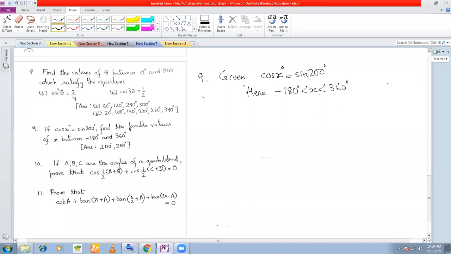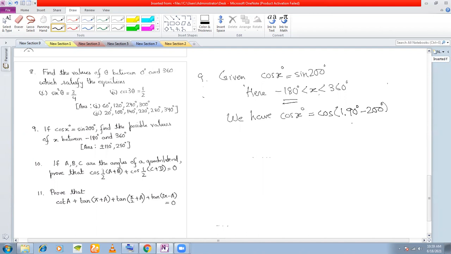X can be negative also, right? So we have cos x degree is equal to sine 200. We use complementary angle. If you want to convert this to cos, we can write this as cos of 1 into 90 minus 200, because x is taking negative values also. This is in the first quadrant.